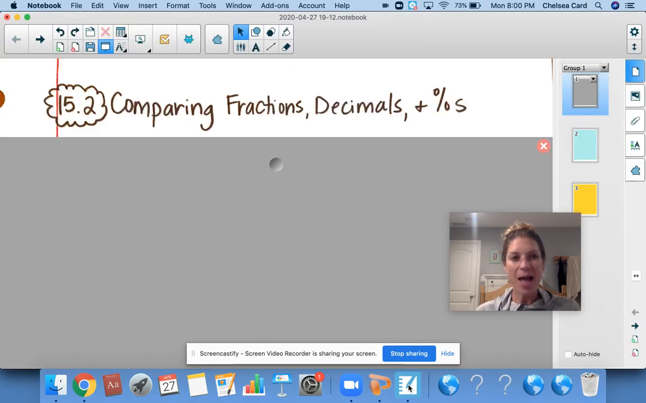Hi, you guys. All right, so today we're going to be looking at comparing fractions, decimals, and percents. So this is the next section.